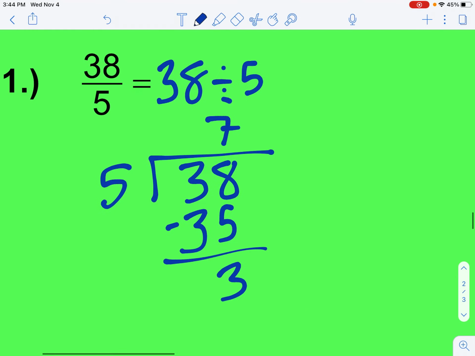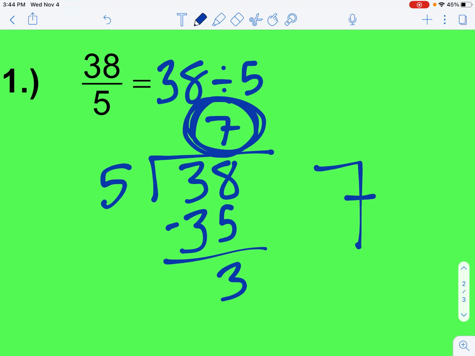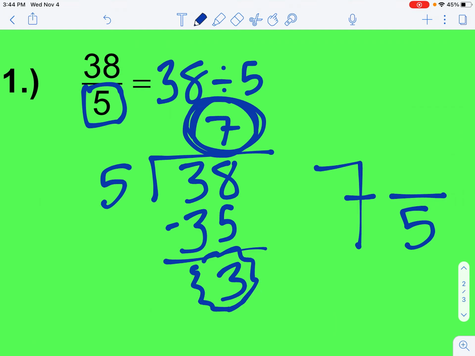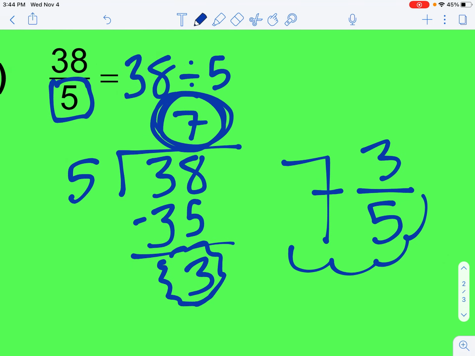So I know that this top number right here is going to be my whole number because it's in my quotient. So there's my whole number, 7. Remember, our denominator never changes, so my denominator was 5, so it's going to continue to be 5. And then last but not least, I've got my remainder there. That's going to be my numerator. So 38/5 is the same as 7 3/5.